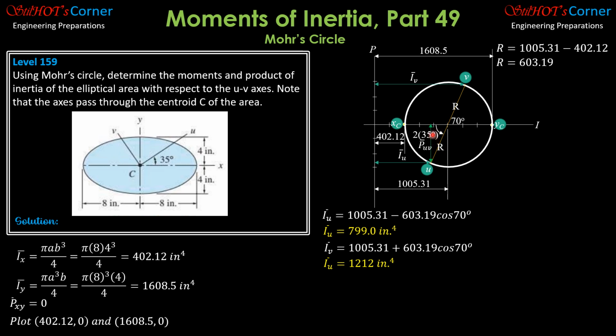Finally, the product of inertia P bar uv is negative R sine of 70 degrees, the height of this right triangle. It is negative because it is below the principal axis, so negative product of inertia, R sine 70. So P bar uv is negative 566.8 inches to the fourth. So that's it for this problem.